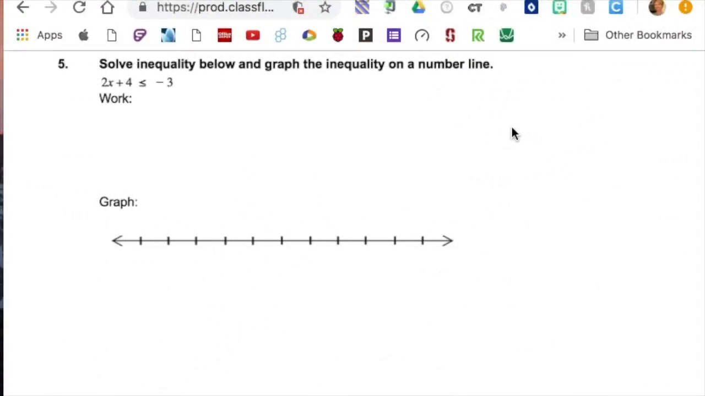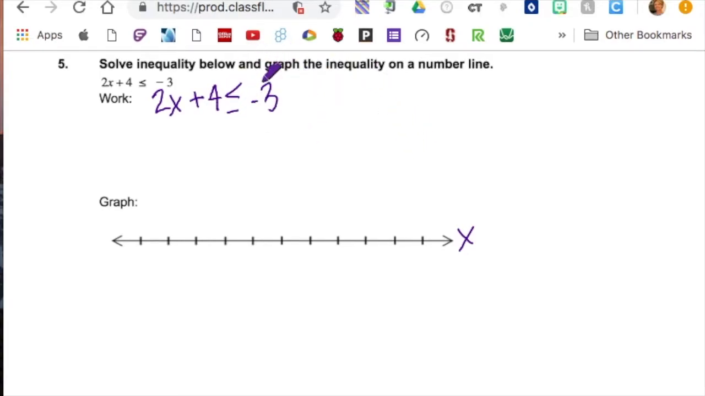So we're solving an inequality below, and then we're going to graph the inequality on the number line. So this is basically like an x-axis right here without the y-axis. So we have the inequality 2x plus 4 is less than or equal to negative 3.